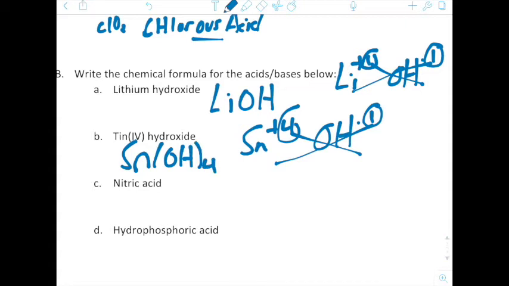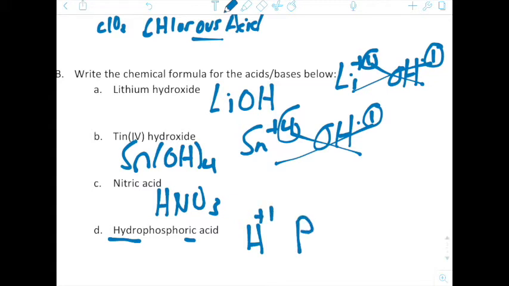Nitric acid. So nitric, since it's an ic ending, that means it's hydrogen bonded to nitrate. So just HNO3. And then hydro-ic. So we know that it's hydrogen bonded to an element, which is phosphorus. So hydrogen has a +1, phosphorus is -3, so this is H3P.